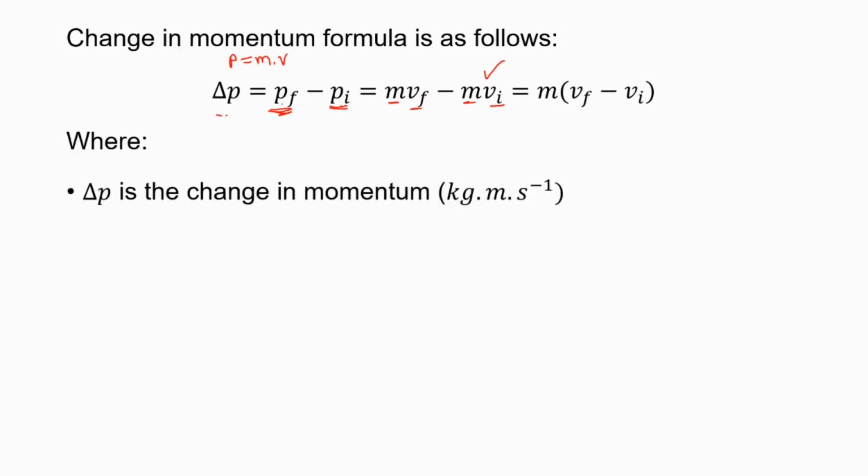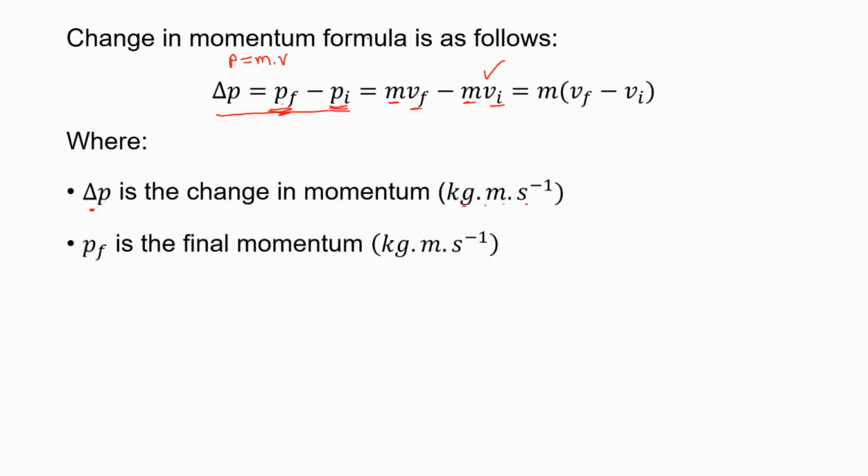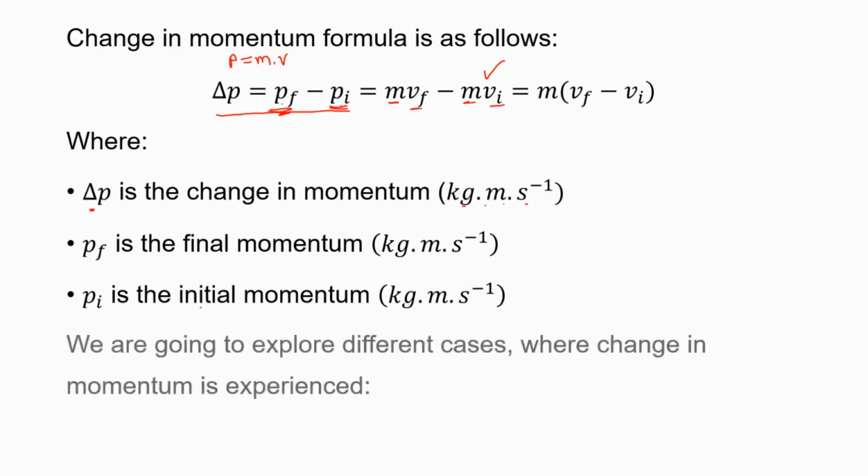This is the formula for the change in momentum, where delta p is the change in momentum in kilograms meters per second, and pf is the final momentum, again in kilograms meters per second, and pi is the initial momentum in kilograms meters per second. So this is the formula we're going to be using. Right, we're going to explore different cases where change in momentum is experienced. I've brought these cases so that you can understand how we do calculations involving change in momentum.